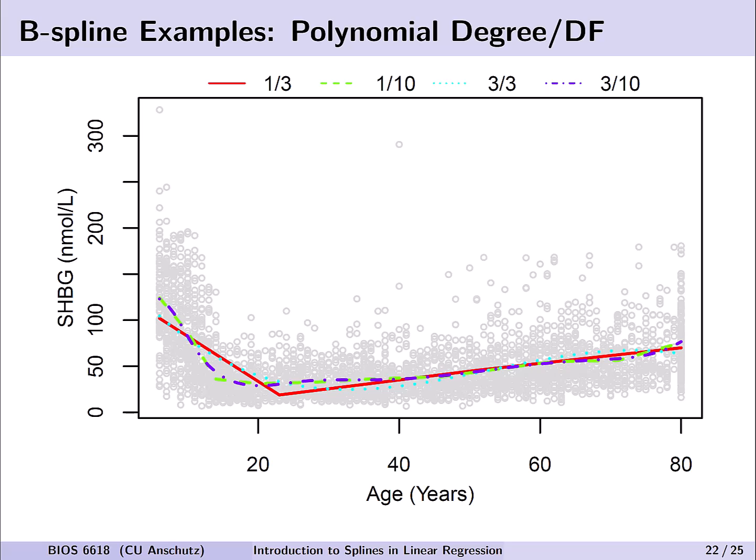Now, if we increase that number of knots or degrees of freedom from 3 to 10, we now see that the green dashed line has a bit more of a trend over the data. Likewise, if we increase the polynomial degree and then also our degrees of freedom in our blue colors, we see more flexibility, with the most flexible being our darker blue purple 3/10. But ultimately, again, your choice here will depend on the data you have and trying to find a combination that might fit the data best.